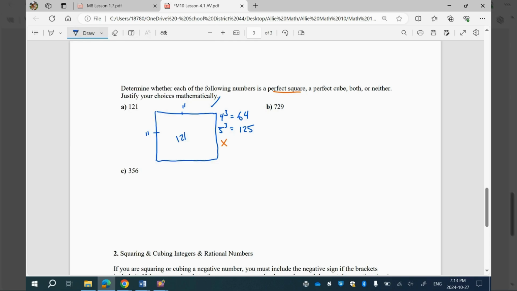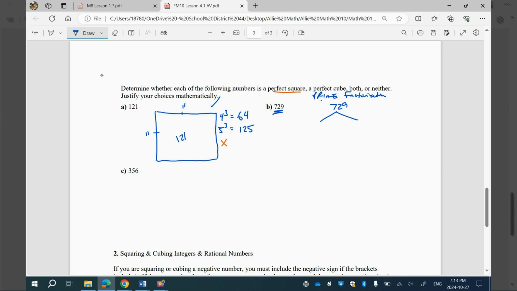For 729, I'm going to show you prime factorization. So we're going to break this down to the point where we get its prime factors. So let's do a prime factorization tree. We're going to split this into as many prime factors as we can. Let's just kind of break it down into some other smaller, more manageable numbers.